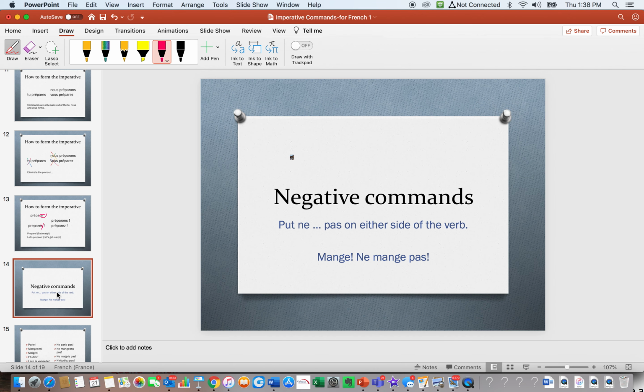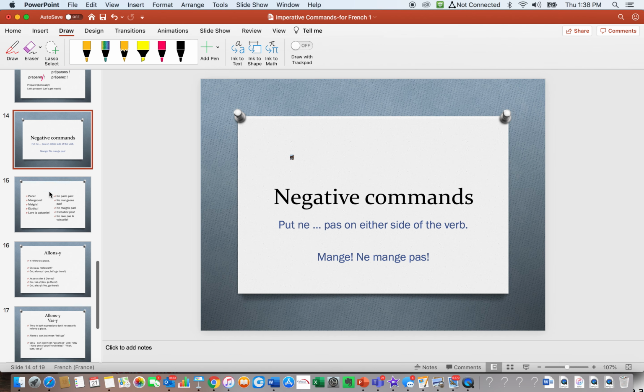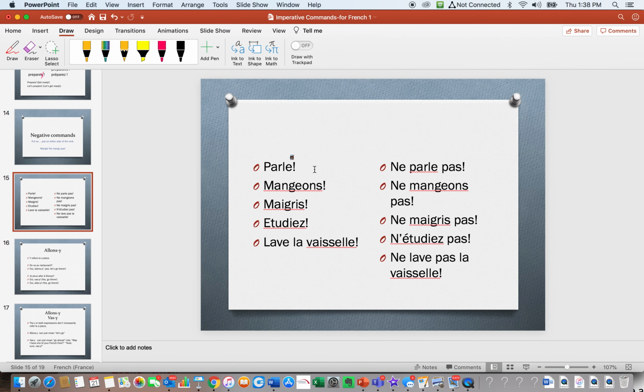So let's look at negative commands really quickly. We saw them just a minute ago. You put ne pas on either side of the verb, right? I need to get rid of the pencil. Okay, so we put ne pas on either side of the verb. So we have parle, mangeons, maigris. Maigrir means lose weight. Étudiez, study. Lave la vaisselle, wash the dishes. All we did was put ne pas on either side of the verb. Ne parle pas, ne mangeons pas, ne maigris pas, n'étudiez pas, ne lave pas la vaisselle.